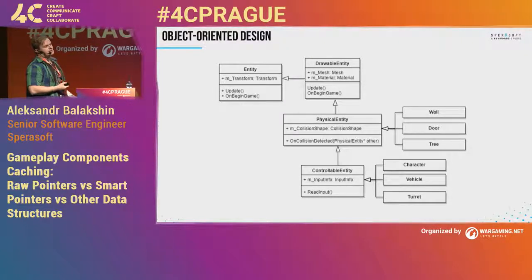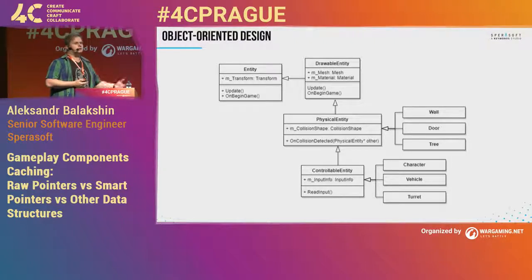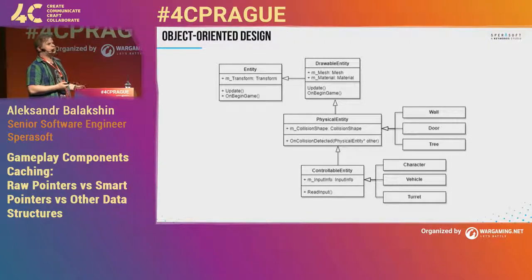Then we have DrawableEntity, which we need to draw to represent a visual, maybe some kind of skybox or something that doesn't have any kind of collision. Then we need PhysicalEntity for detecting collisions. So right now, by creating children from this abstraction, we would be able to add objects such as walls, doors, trees, and other obstacles. And for example, if you want to control a game object, so we want to represent a player, vehicle, turret, we create ControllableEntity with input.